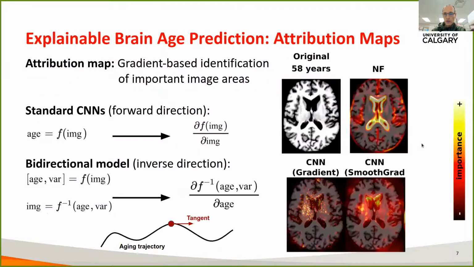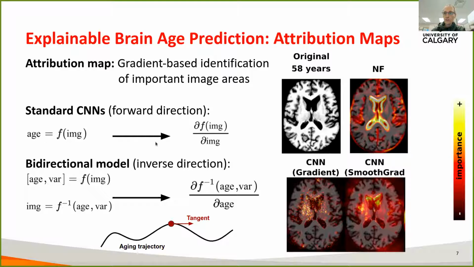But what we can now do with our invertible neural network here is to use the inverse direction to explain its decision. So a standard way of explaining decisions in CNNs, for example, is computing attribution maps or saliency maps, which are based on the gradient, or it's a gradient-based way of identifying important regions. And in the standard CNN, we usually only have the forward direction. So we map the image to a specific age, for example, for brain age prediction.